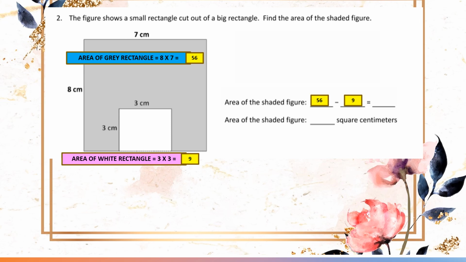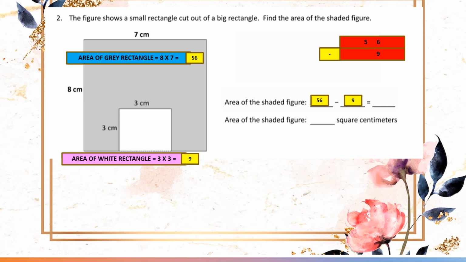Okay, so we have to figure out what the actual area is because that 9 centimeters is missing. So we have to subtract 56 minus 9. Let's go ahead and set our problem up vertically so that we can solve. Well, what's 6 minus 9? Oh, well, I can't do that. If I hold up 6 fingers, I can't take away 9.